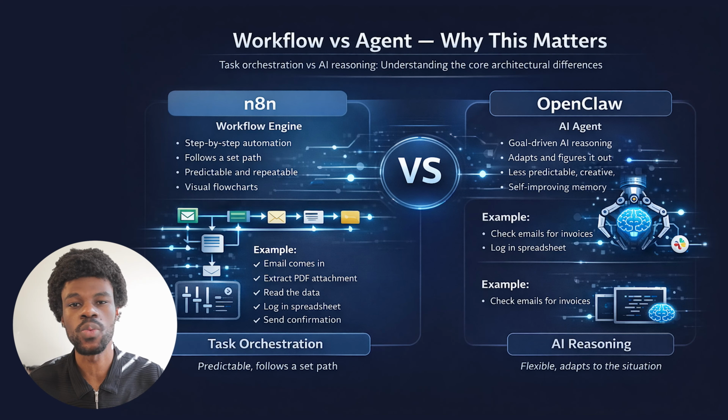If an invoice is in a weird format, it adapts. But if something goes wrong, it's harder to see exactly what happened because there's no visual map. Now, neither approach is better. They solve different problems. And this breakdown of the architectural differences actually sums it up quite well. n8n orchestrates tasks, OpenClaw reasons through them.